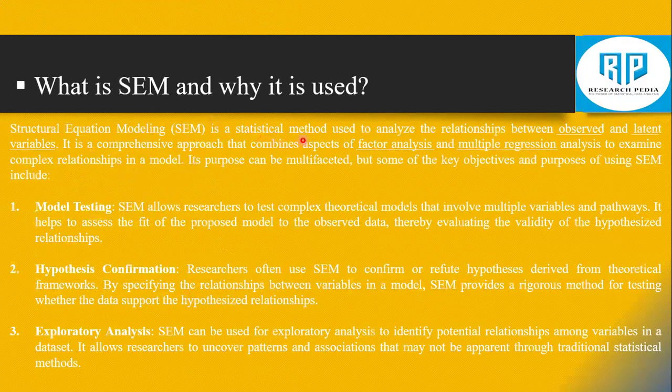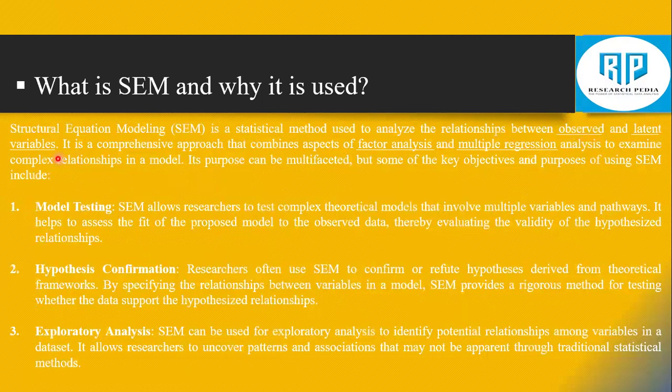Structural equation modeling is a statistical method that is being used for analyzing the relationship between observed variables and latent variables. By observed variable, we mean basically the indicators or the factors which are measured through some statistical scales like Likert scale, 5-point Likert scale, 7-point Likert scale. So whenever a statement or an indicator or a factor is measured, it is called an observed variable.